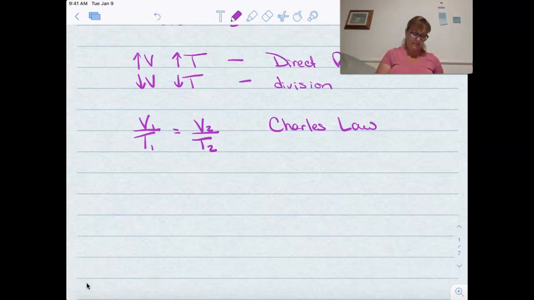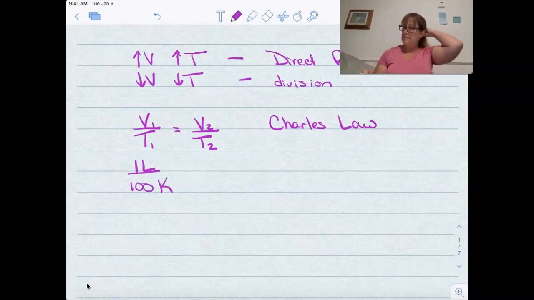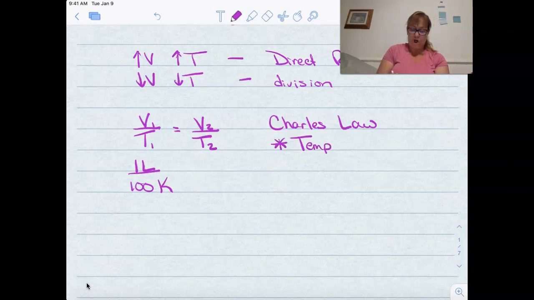So what this means is if I have 1 liter of gas at 100 Kelvin... So here's the thing with temperatures and gas laws. This is really, really important. The temperatures must always be in Kelvin.